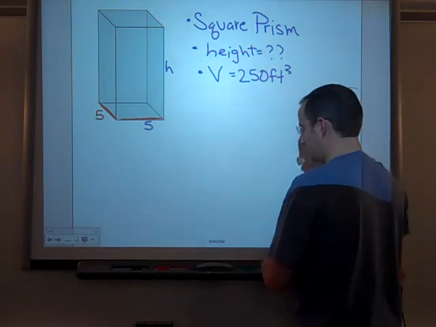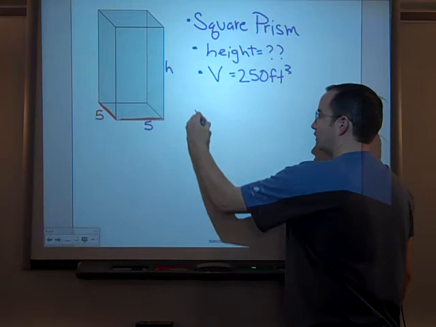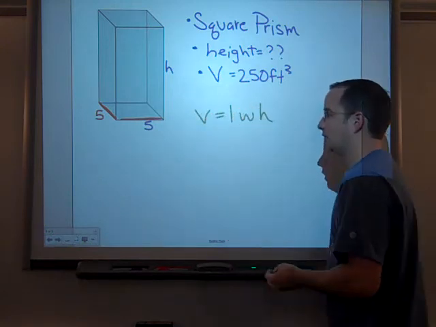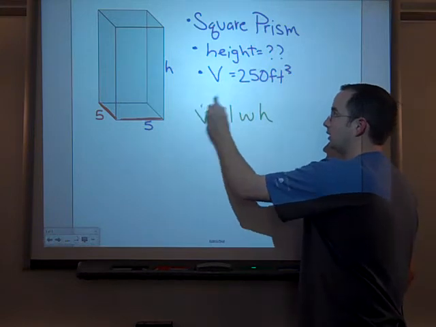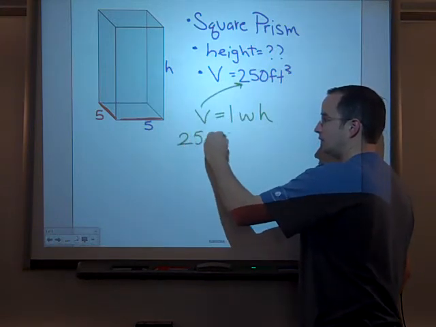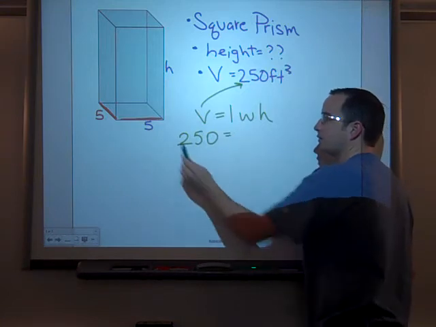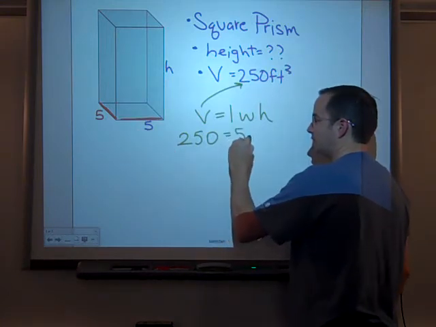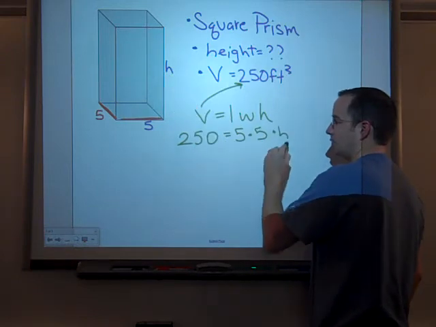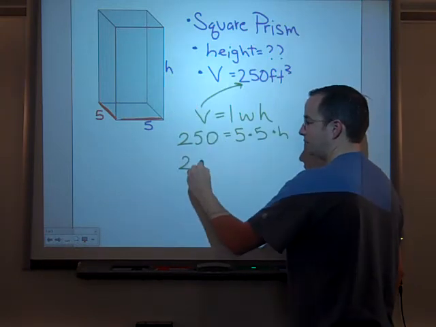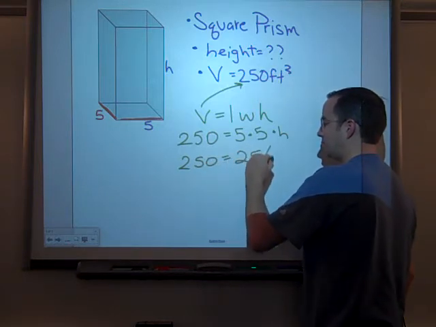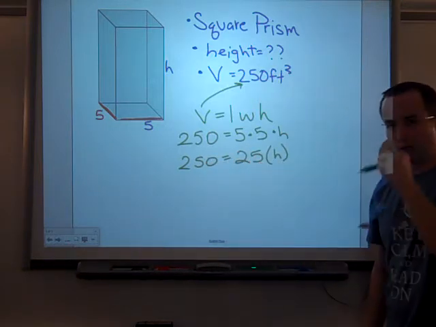Alright, so let's plug in using our formula. So volume equals length times width times height. Do we know the volume? Yes, it's right here. So let's plug it in. 250 equals, do we know the length and width? Yes. 5 times 5, we don't know the height, times the height. 250 equals 25 times the height.